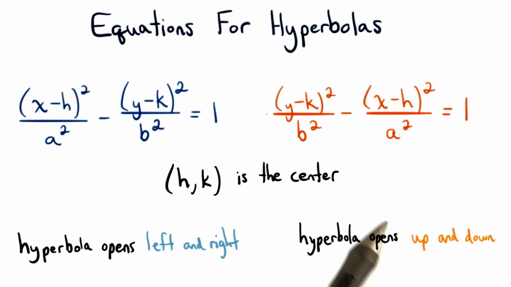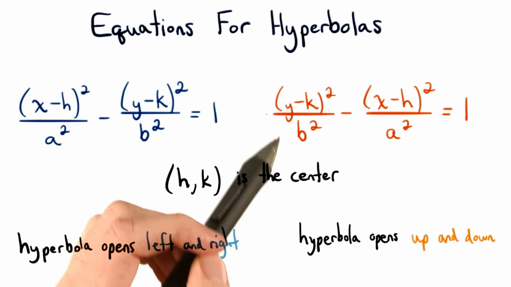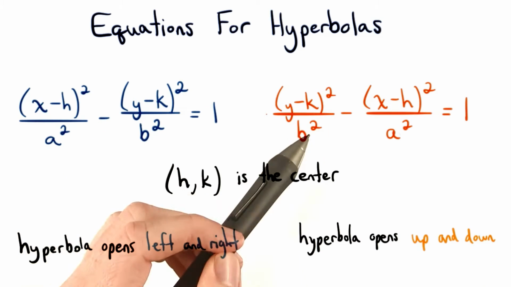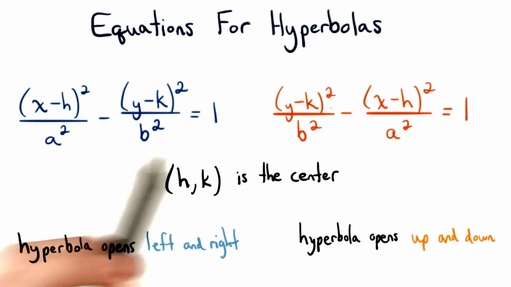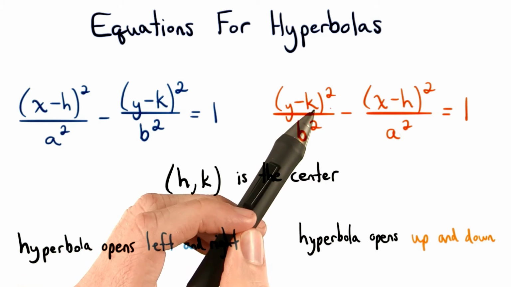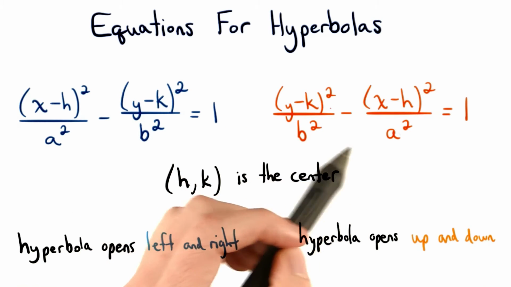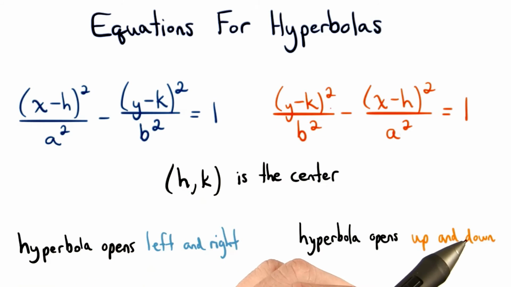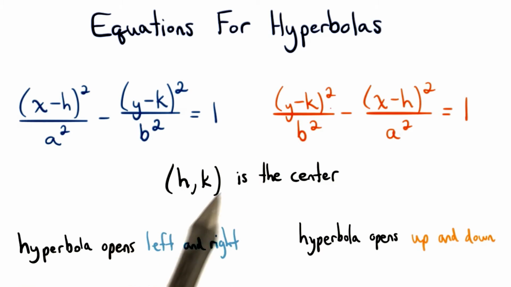Other hyperbolas, however, open up and down. These hyperbolas start with the y squared term. This term will be positive instead of being negative. But notice that h and k have been switched here. h is still with x and k is still with y, but k comes first in this equation and h comes second. So you want to keep this in mind when finding the center if a hyperbola opens up and down. The h value will be this value, and the k value will be this one.